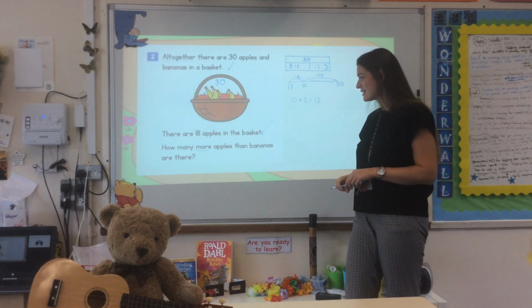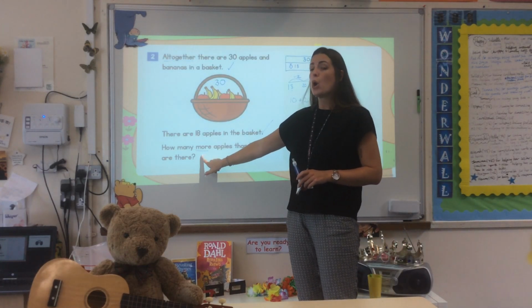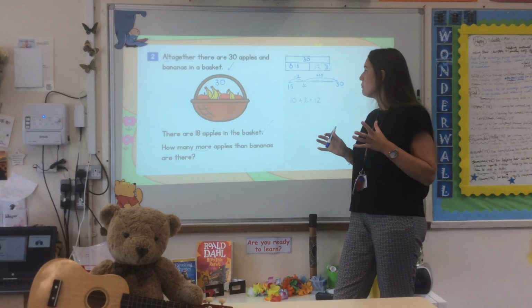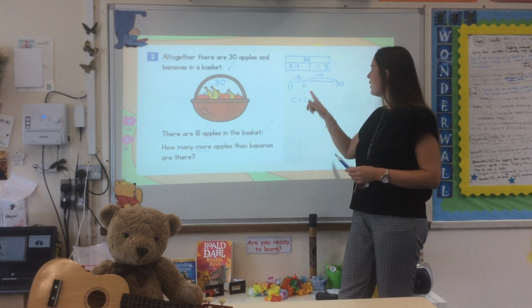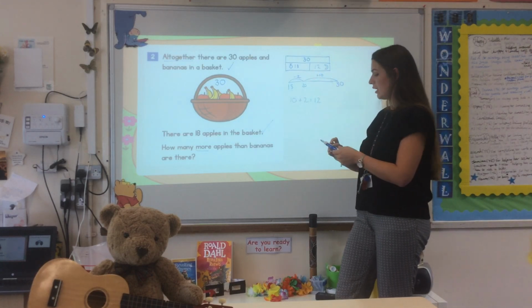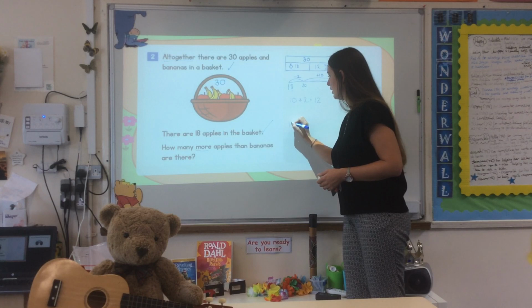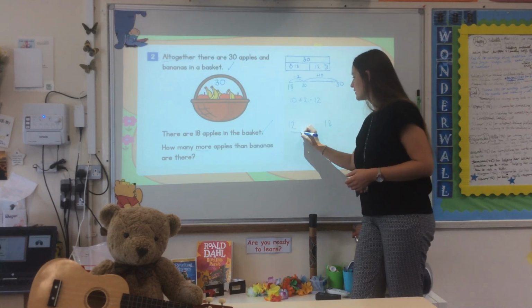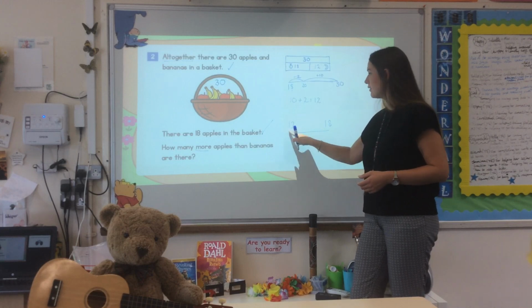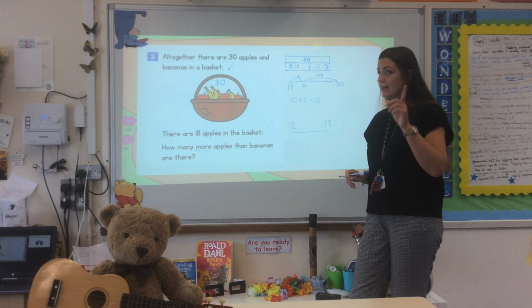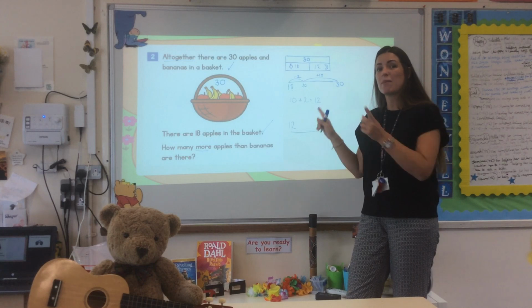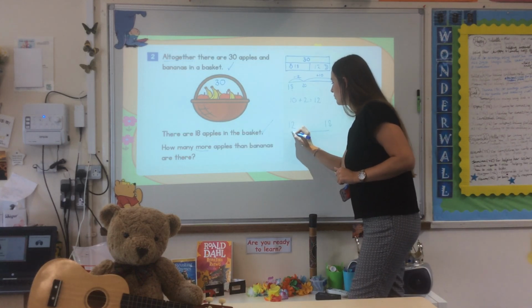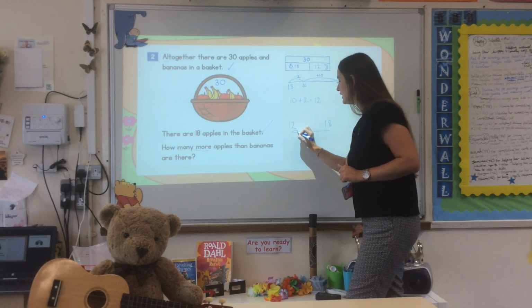Good work guys. But it's saying how many more apples than bananas are there? Well, how many more? Well, if I know that there are 12 bananas and there are 18 apples, we have to do a number line again to find out how many more apples there are than bananas. Now, you might just want to count on, use your fingers. I'm actually going to draw it out because it's going to help you see the problem. So 12. Oh, my pen seems to be running out.